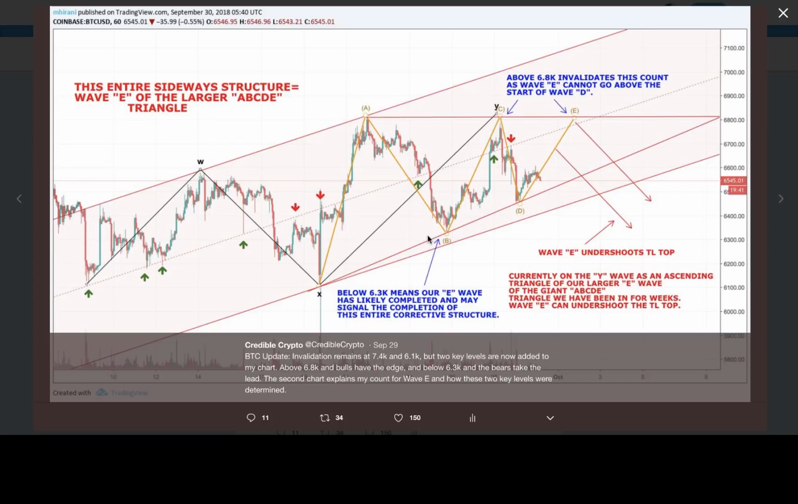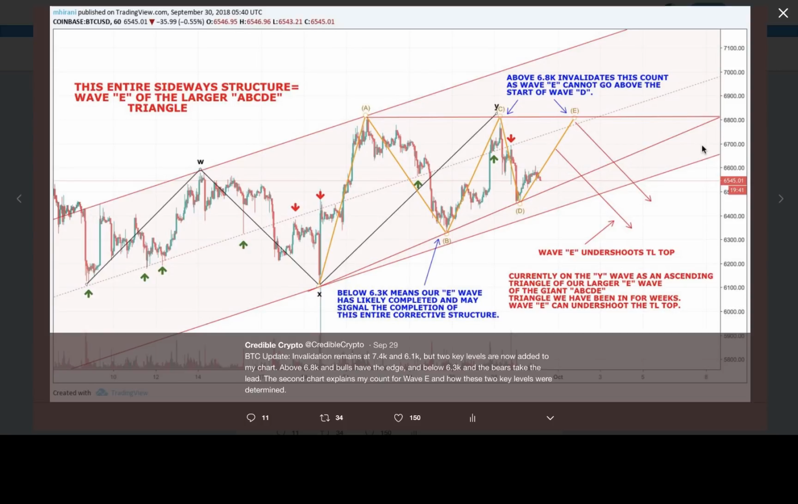So 6.3K at that time was the area that I was looking to short, because losing that would likely mean that we've broken down below D. Our E wave has broken down below the D wave, and confirmed that we are in fact falling lower. Now keep in mind, as I was seeing this at that time, I was seeing it as an ascending triangle because the C wave reached so high up close to this A wave. So I was expecting this last wave up to be our D wave, and then we'd fall through.